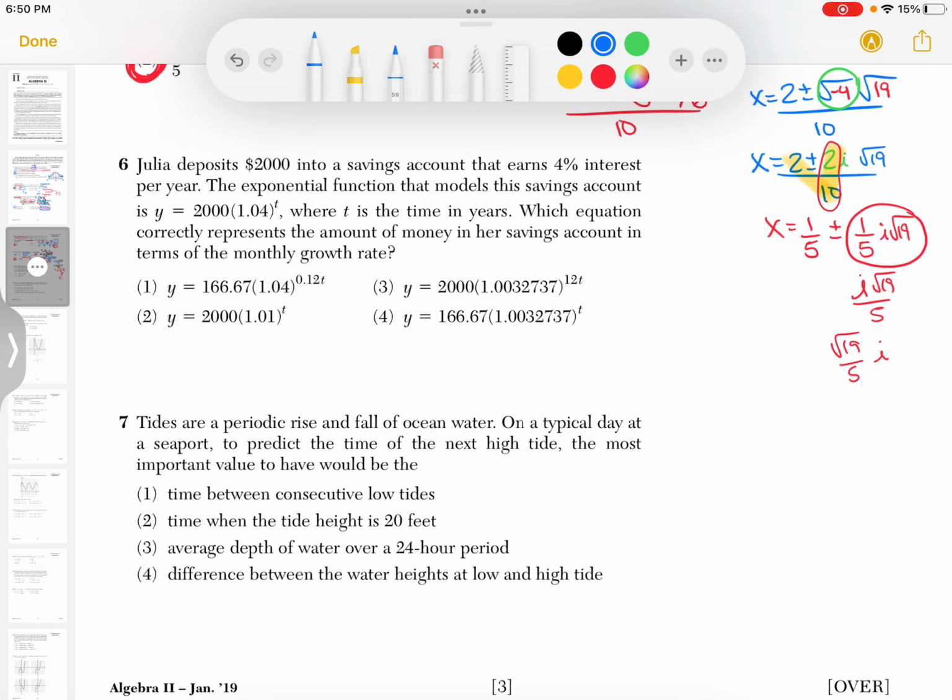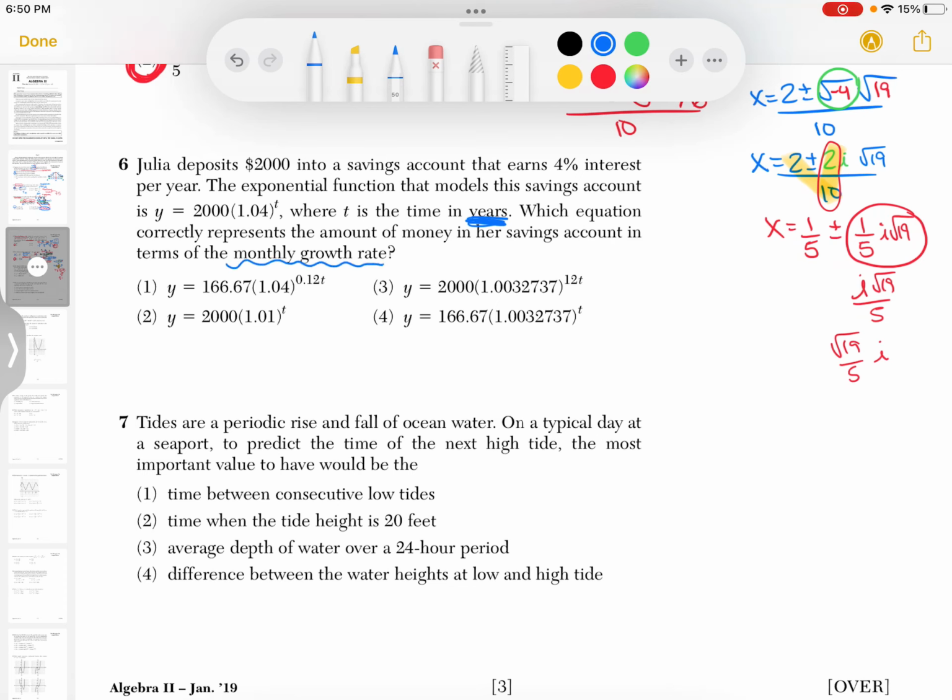All right, moving on to number 6. Julia deposits $2,000 into a savings account that earns 4% interest per year. The exponential function that models this savings account is given, where t is the time in years. So t is years, that's my rate each year. Which equation correctly represents the amount of money in her savings account in terms of the monthly growth rate?